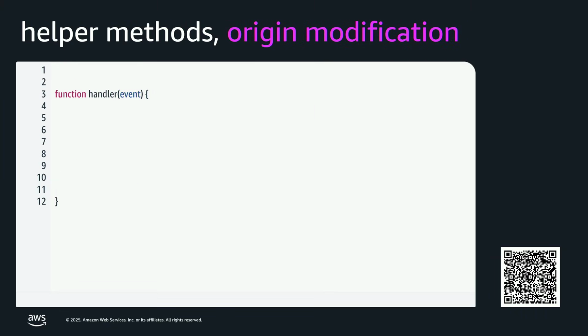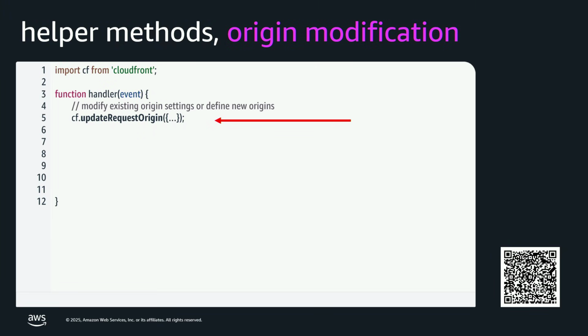In order to use origin modification, we are going to use a new helper: you should import cf from cloudfront in your own code. This helper exposes 3 different methods to us. The first one is updateRequestOrigin, and this allows you to override any kind of origin parameters, like the host, the entire URL, the headers, the TLS configuration. You can simply override whatever you need. So this will allow us later to route between the bots' and humans' origins.